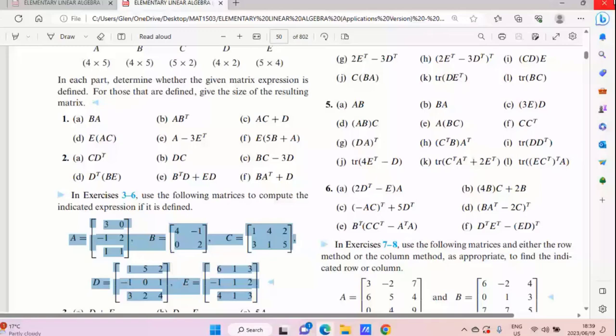Now, let's look at 6B. Yeah, I'm done. But the final answer is undefined, because we have a matrix where you have to add a 2 by 3 matrix to a 2 by 2 matrix.